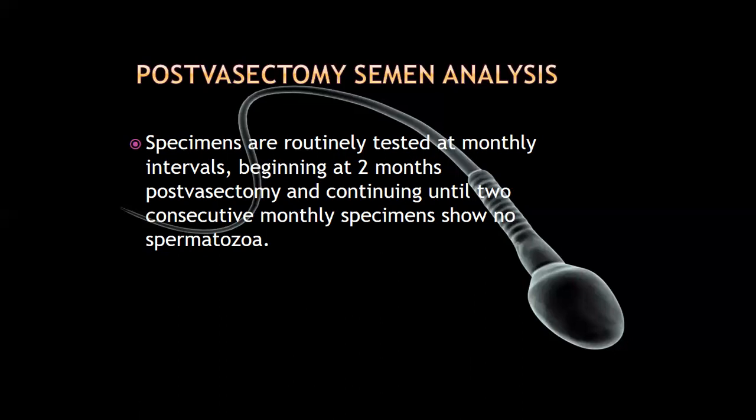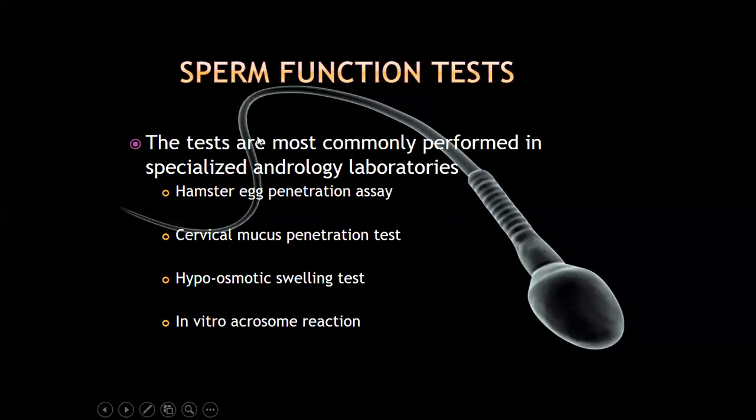Specimens are tested at monthly intervals beginning at 2 months post vasectomy and continuing until two consecutive monthly specimens show no spermatozoa. Sperm function tests are as follows: we have the hamster egg penetration assay, cervical mucus penetration test, hypoosmotic swelling test, and in vitro acrosome reaction. I posted a table in your notes, so please run through these tests and what they are for.